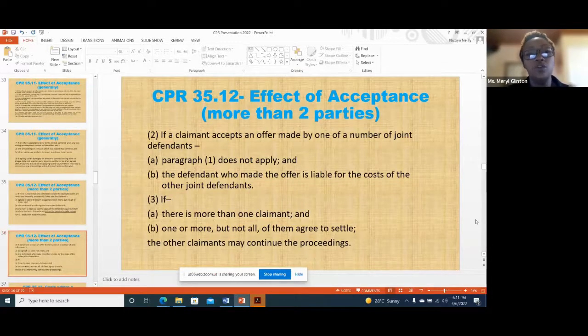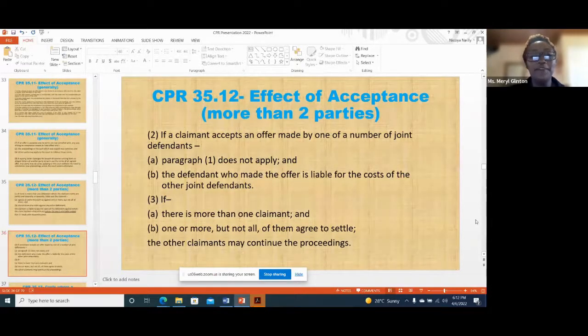Moving on to 35.12 sub 3, in circumstances where there is more than one claimant and one of them wants to settle, or multiple of them, but not all of them want to settle, then this only carves out permission for any remaining claimants who don't accept the offer to continue the proceedings, notwithstanding that one claimant has settled.